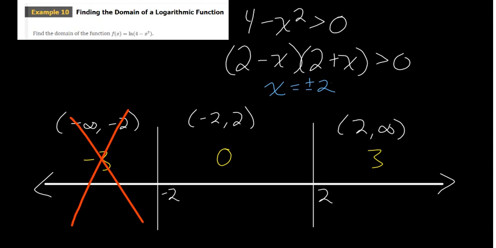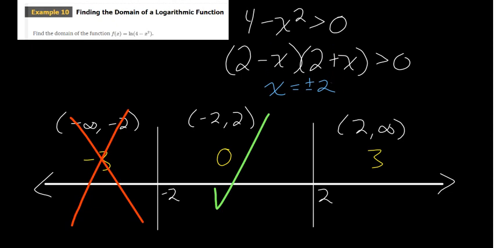Next up, we're going to plug in a 0. Well, 2 minus 0 is 2, which is positive, and 2 plus 0 is 2, which is also positive. So we have a positive times a positive, which is a positive. So good. And then lastly, we've got 3.